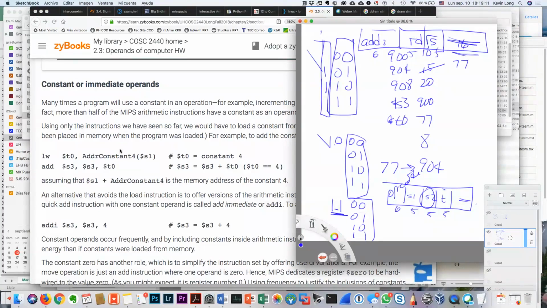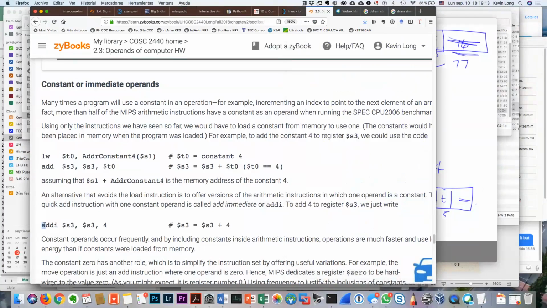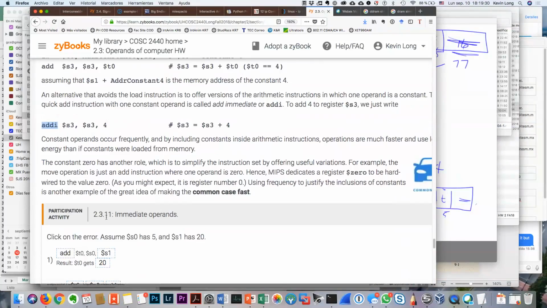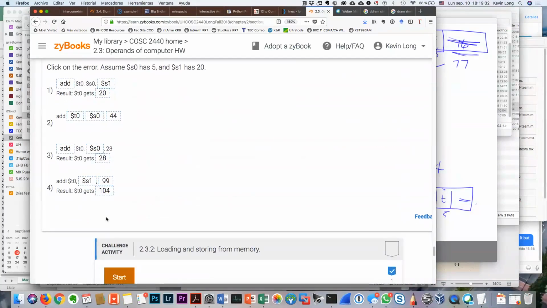So here's an example of where if you want to add the number 4 to what's in S3, you can just say 4, but make sure you change it to add immediate, because add will think this is a register number, or who knows what. Probably think it's 0 because it needs the first 5 bits, not 16. So let's try a couple here. What are the errors in this exercise?